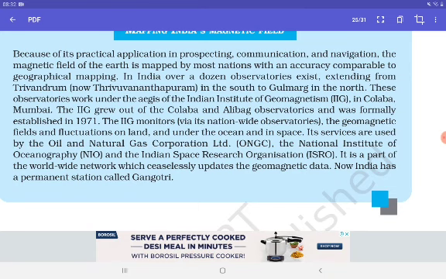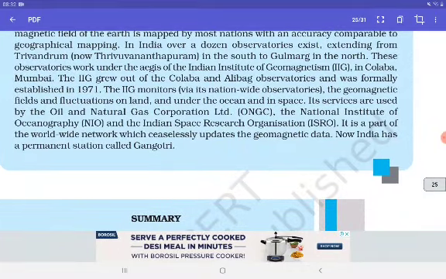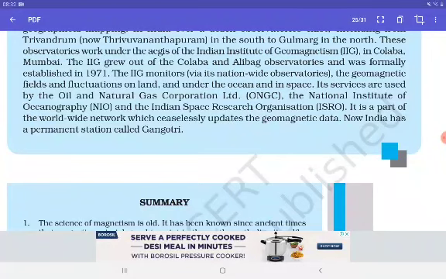The IIG monitors the geomagnetic data, supported by the Oil and Natural Gas Corporation Limited, the National Institute of Oceanography, and the Indian Space Research Organisation. It is a part of the worldwide network which ceaselessly updates the geomagnetic data. Now India has a permanent station called Gangotri.